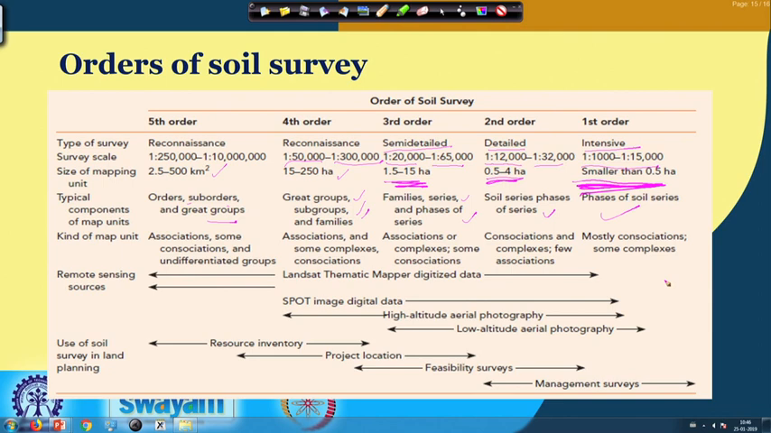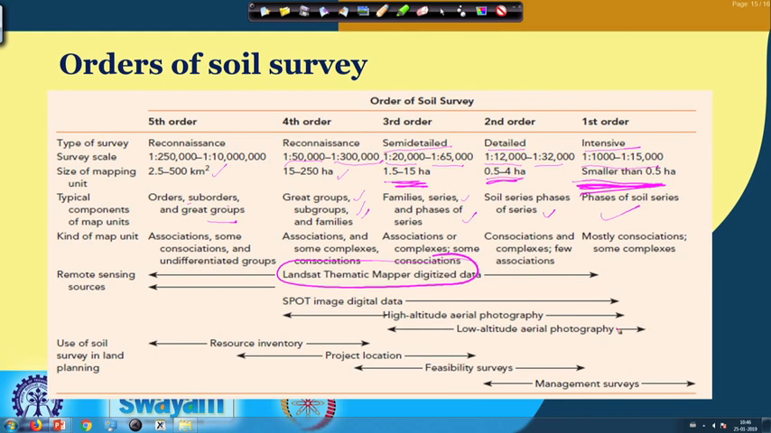From the second order up to the fifth order, we can use Landsat Thematic Mapper digitized data as remote sensing sources. SPOT image digital data can be used up to the first order, high altitude aerial photography can be used from the first order to the fourth order, and low altitude aerial photography can be used only from the first order to the third order.